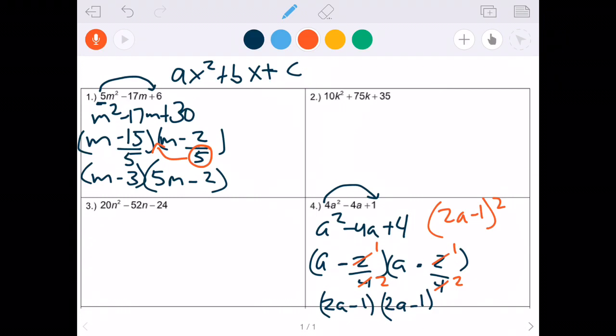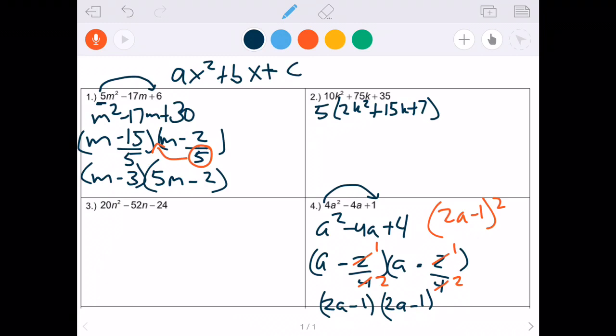Now for numbers 2 and 3, we need to work these. And obviously, as you can see, we're going to have a GCF. So for number 2, my GCF is 5. So that's my very first step, very first thing to look for. As you can see, when we pulled out a GCF, we still have a number in that A position.